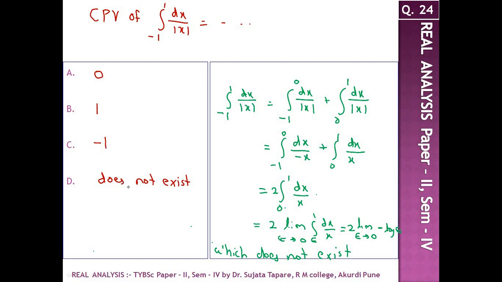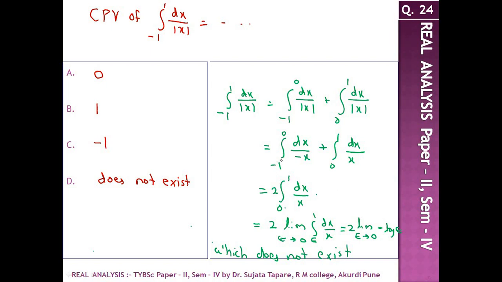Next one, CPV of integration minus 1 to 1 dx upon mod x is equal to, options are 0, 1, minus 1, does not exist. Integration minus 1 to 1 dx upon mod x we may split where the function is unbounded, that is 0. So integration minus 1 to 0 dx upon mod x plus integration 0 to 1 dx upon mod x. Now over here x is negative, so when x is negative, mod x is equal to minus x. When x is positive, mod x is equal to x. So we shift this minus sign outside, and because of the minus sign we can change this limit minus 1, which is lower limit, to upper.